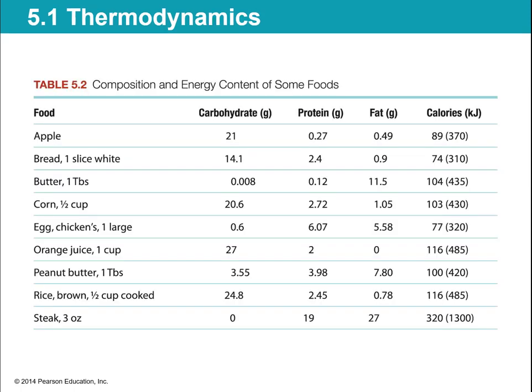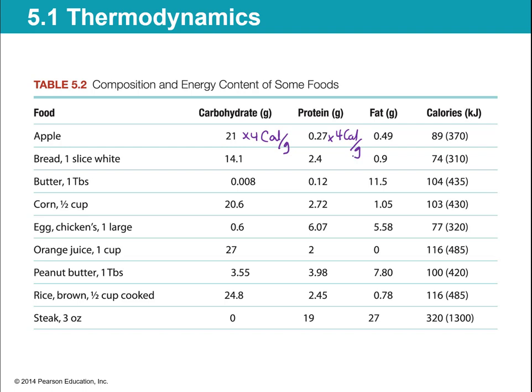So this is actually showing an apple. If you look at an apple, you see that you've got 21 carbohydrates, 0.27 grams of protein, and then 0.49 grams of fat. Well, if I took and multiplied this times 4, that 21 times 4, because there's 4 calories per gram for carbohydrates, I'd do the same thing with the protein. I would multiply that times 4 calories per gram.